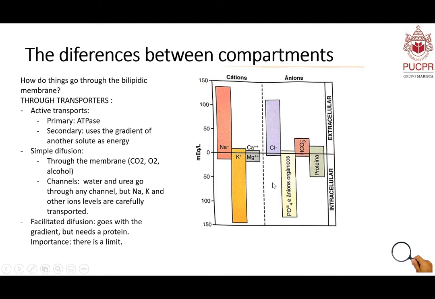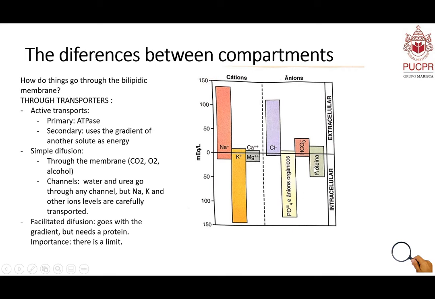If we have the sodium-potassium pump, then we have a lot of sodium outside the cell and a lot of potassium inside the cell, right? We also have differences in calcium and magnesium, but they are by far not as important as the difference between sodium and potassium. And when we think about the anions, the most important anion in the extracellular space is chloride, and in the intracellular space we have proteins.